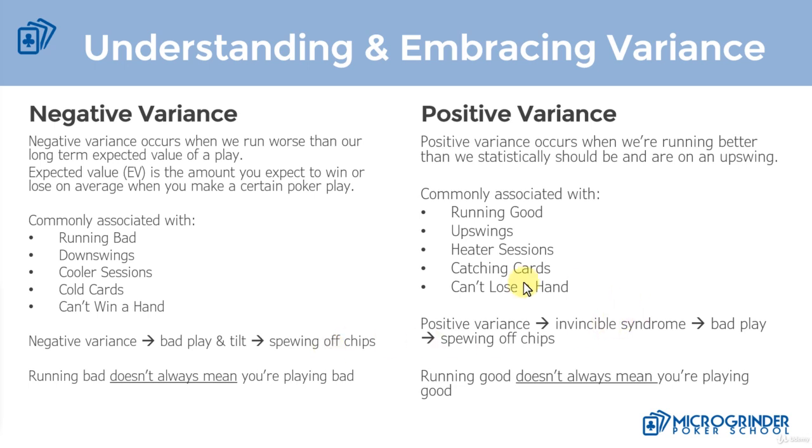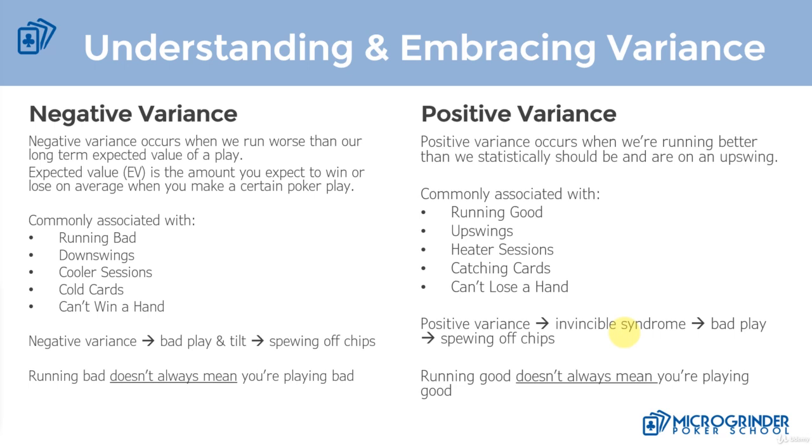Conversely, positive variance can lead to something that I call the invincible syndrome. You're running so well that you think you can't lose a hand, so you're invincible. And so then you're going to start playing hands that you probably shouldn't play. You're going to take risks that are going to lead to minus expected value plays. That's going to lead to bad play and potentially spewing off chips that you really shouldn't have played.